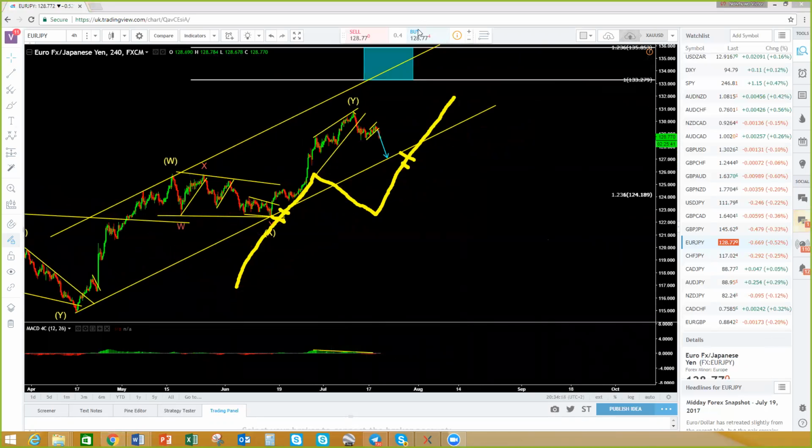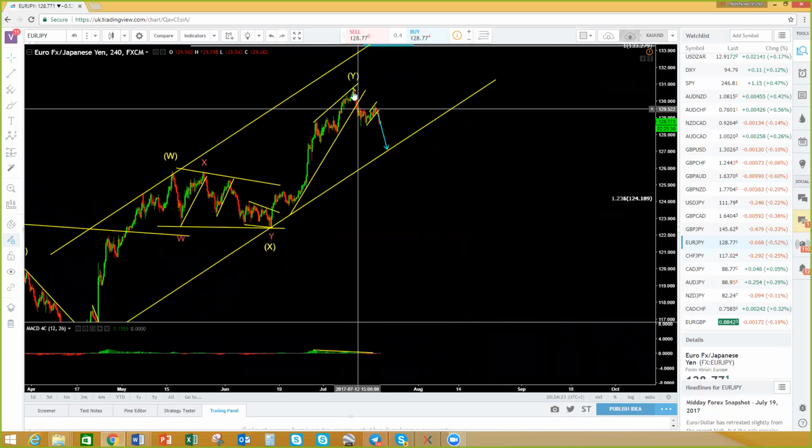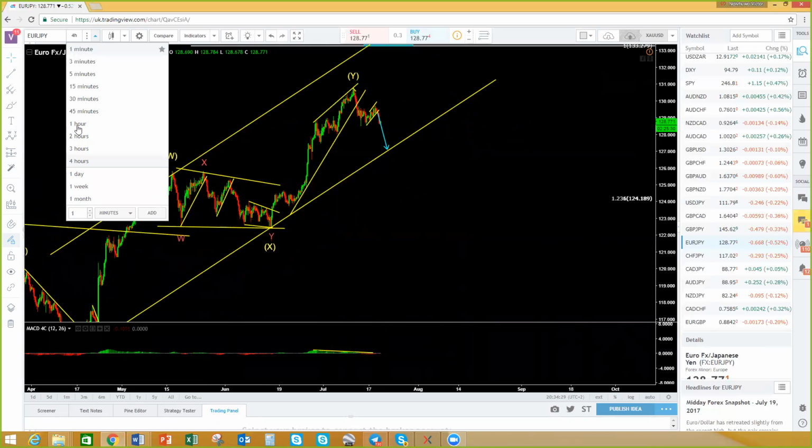So this is what I'm expecting with this pair. I'm going to go to the lower time frame. Just take note that I'm going to be looking from the Y going to this trend line when I go down to the 1-hour chart. I'm going to the 1-hour chart now.